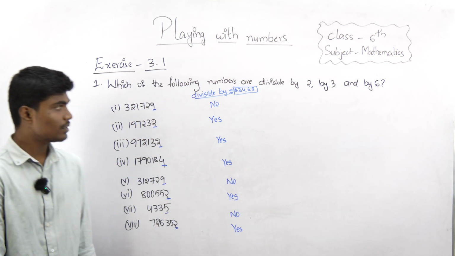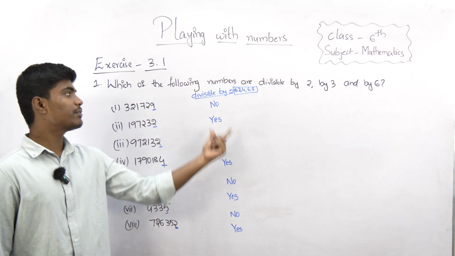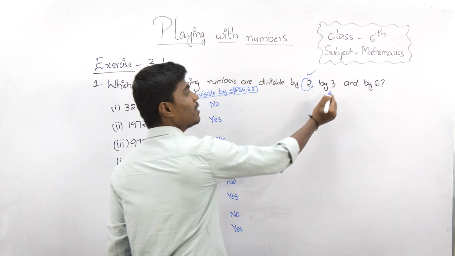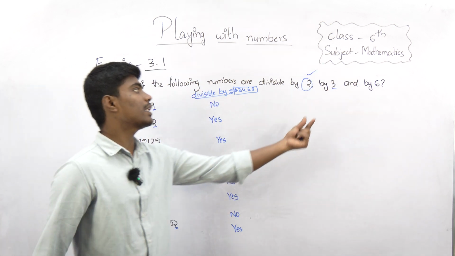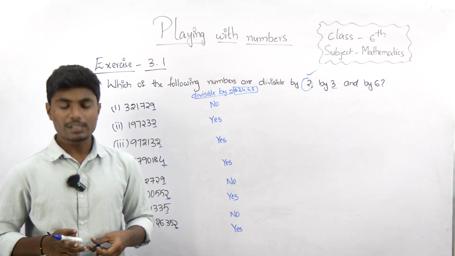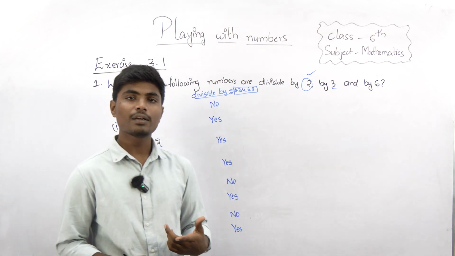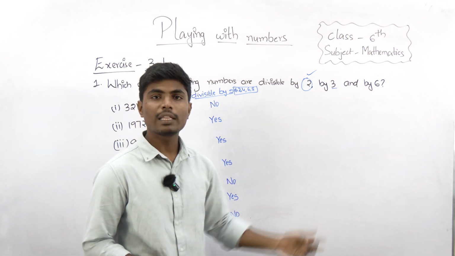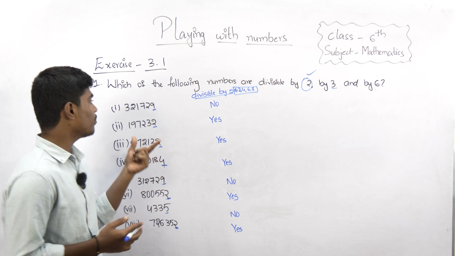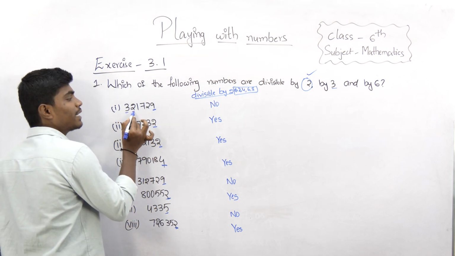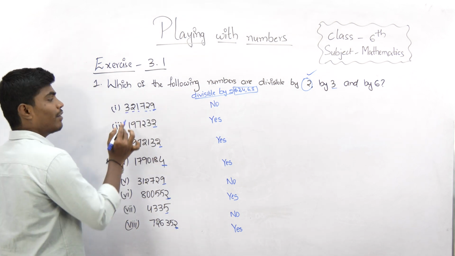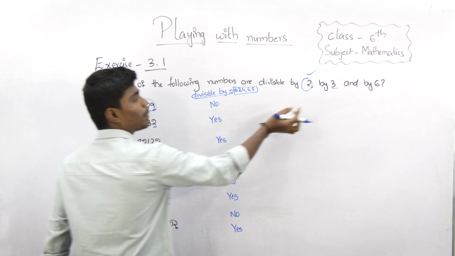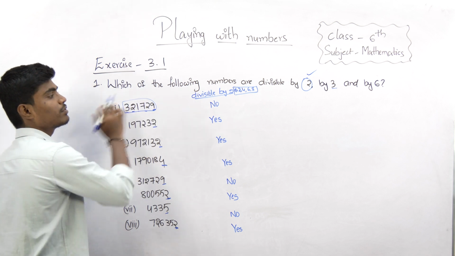We have checked whether the numbers are divisible by 2 or not, and 2 is completed. Now let's go for 3. What is the divisibility rule of 3? If the sum of the digits is divisible by 3, then the number is divisible by 3. We have to add each digit of the number, and if the answer is divisible by 3, then the total number is also divisible by 3.